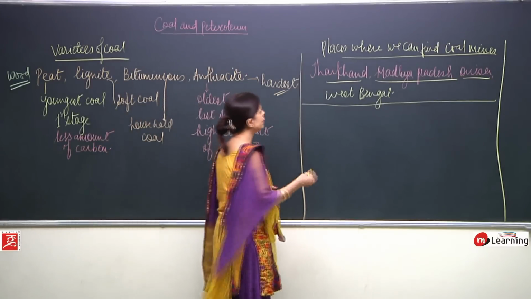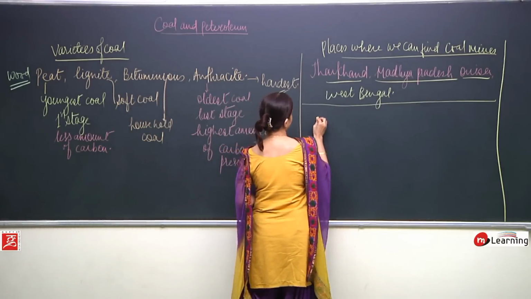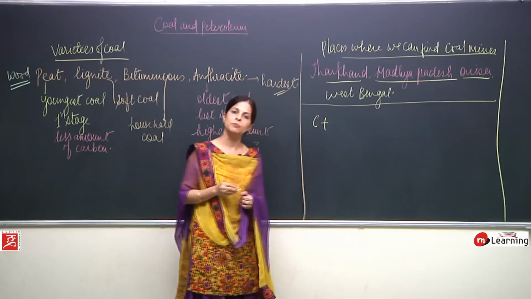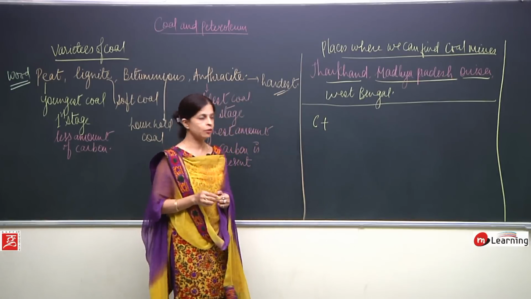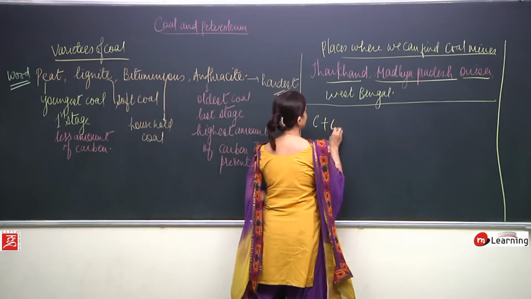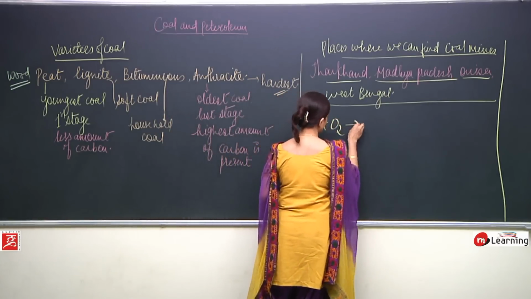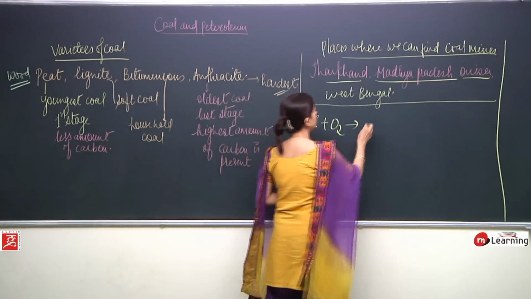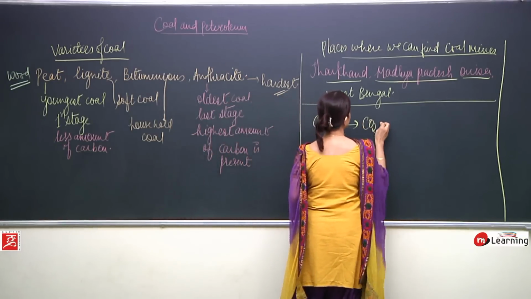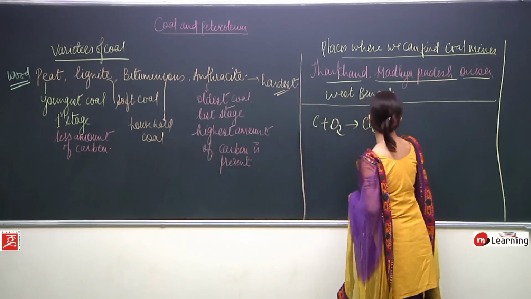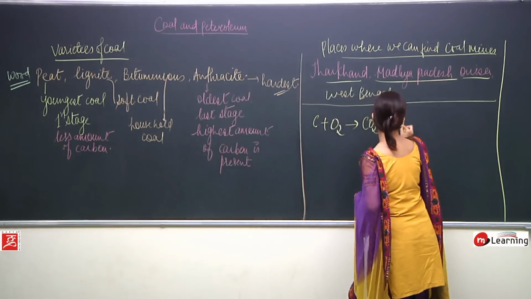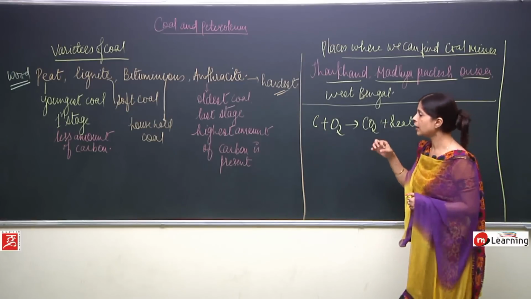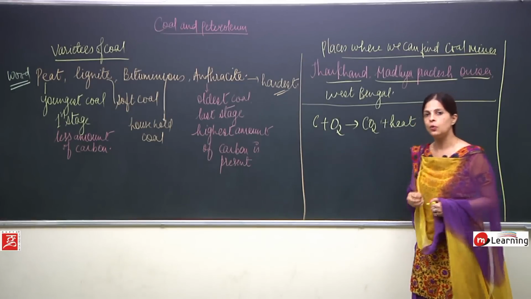Okay, see, first of all, when coal is burning, what is burning? Obviously carbon is burning. When coal is burning, and burning means what? It is going to react with oxygen, obviously. So what will be formed? Carbon dioxide will be formed, and a lot of heat will be produced. So this is what happens when coal burns.